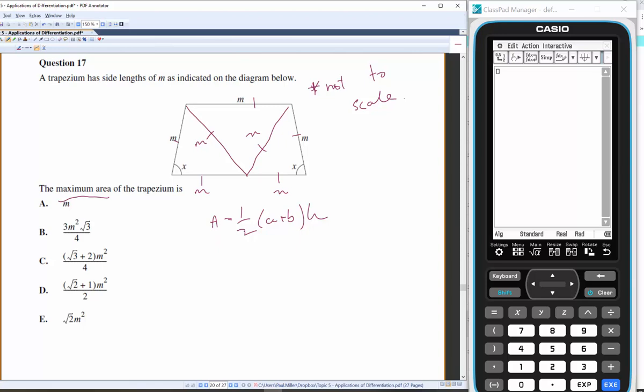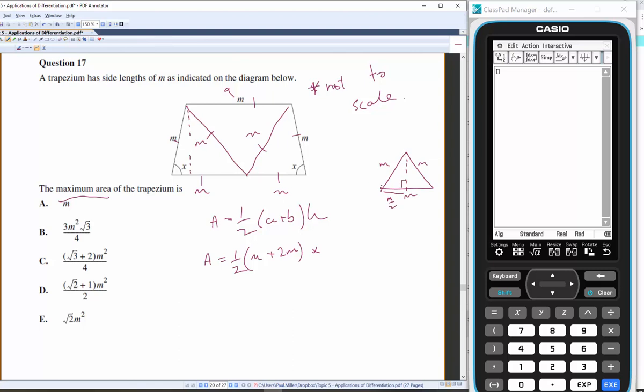Okay, so area equals half A plus B multiplied by the height. So area equals half. Let's call this side A, so that's M. Let's call this side B, so that's 2 lots of M, multiplied by the height. Now the height is going to be this height here. Now it's not to scale, so I'm going to draw one of these equilateral triangles, M, M, M, and note that the height is actually going to be done using Pythagoras' theorem.